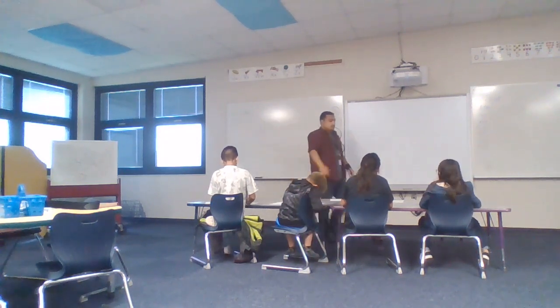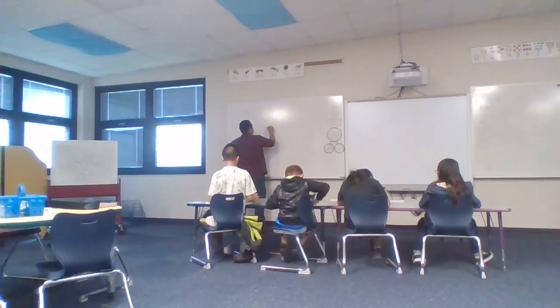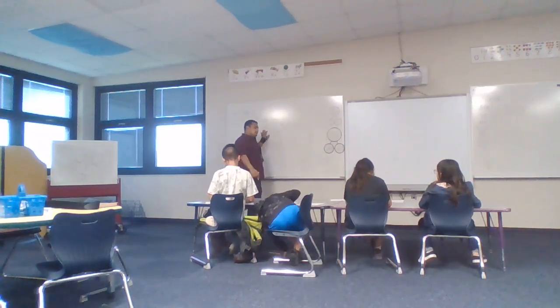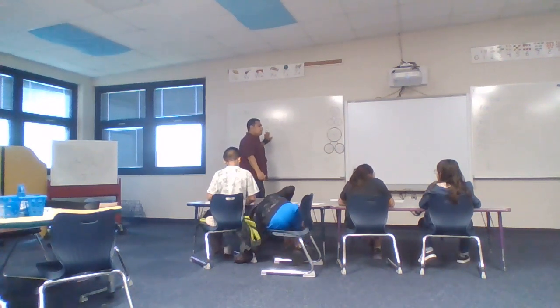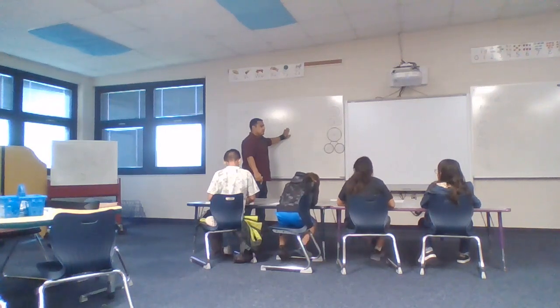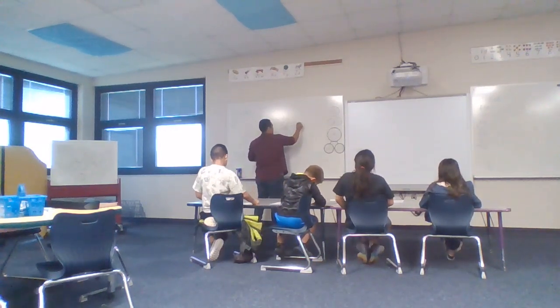Allison, you and me, number 4. 2.7. Okay, so remember, Allison, what do I do with my whole number? Put it on this side, right? So I just move it. Then I put my fraction.